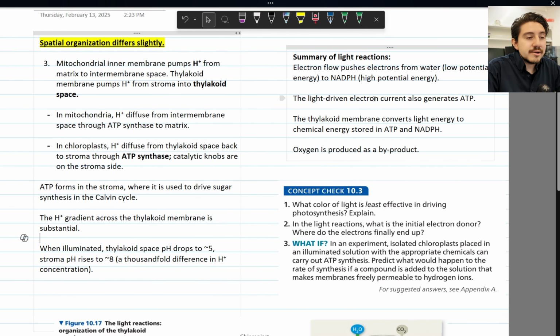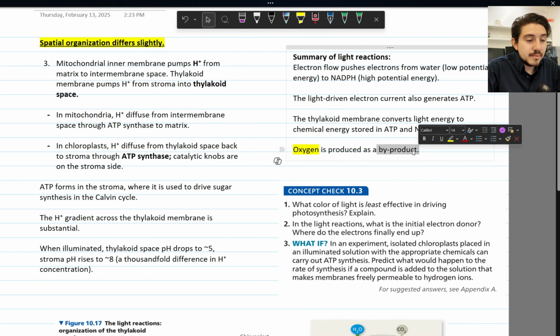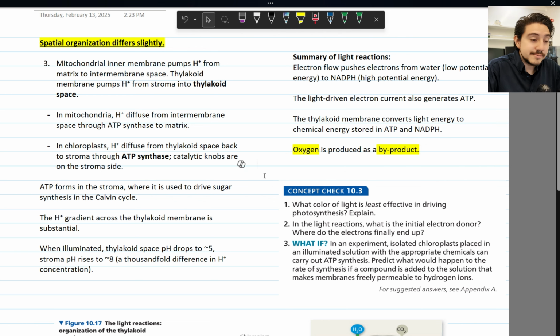In terms of a summary of the light reactions, this is something I think is critical. You should know. Electron flow pushes electrons from water, which have low potential energy, to NADPH, high potential energy. The light-driven electron current also generates ATP, as we saw, going from one photosystem to another. The thylakoid membrane converts light energy to chemical energy stored in ATP and NADPH. Oxygen is a byproduct. It is not used in any other process, really, in photosynthesis.